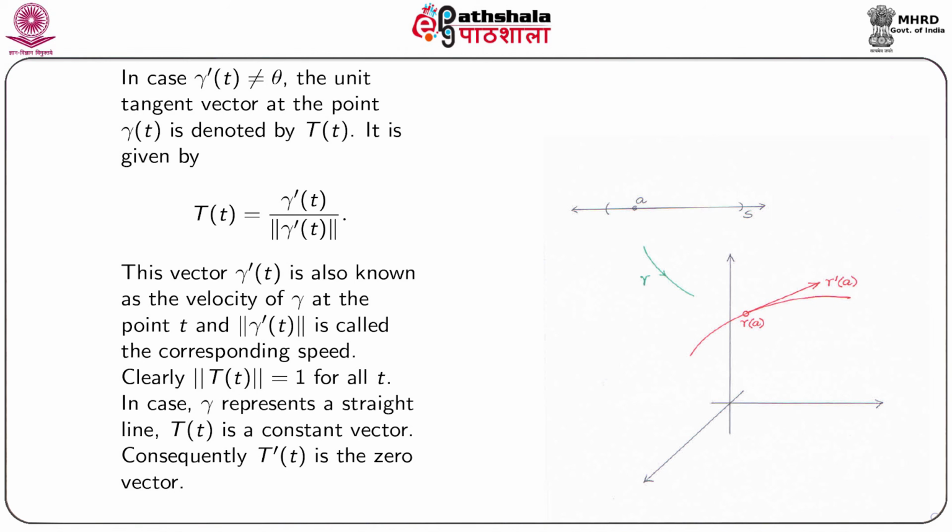This vector gamma'(t) is also known as the velocity of gamma at the point t, and its norm is called the corresponding speed. Obviously, norm of T(t) is 1 for each t. In case gamma represents a straight line, T(t) is a constant vector, and hence T'(t) is the 0 vector. We shall study this in detail in the paper Differential Geometry. Thus, we have studied scalar fields and vector fields on R^n. We elaborately studied vector valued functions of a single real variable and its elementary applications in differential geometry.